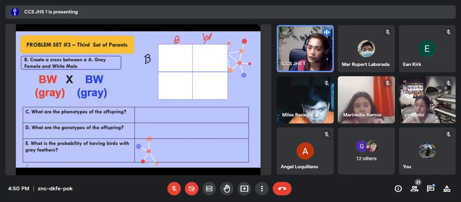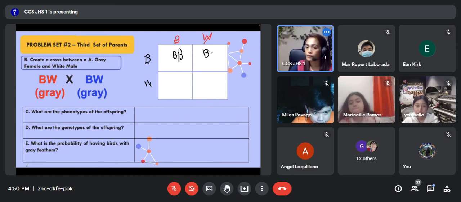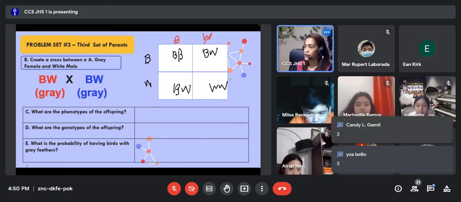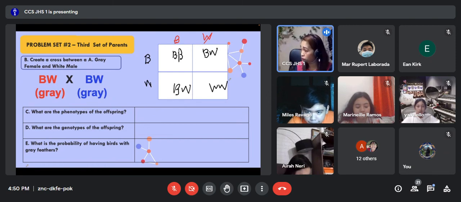Both parents are heterozygous. Gray. BB, BW, BW, and WW. Now, looking at the Punnett square, how many combinations do you see? 3. Three. So, in this set of parents, we can now see all of the possible options: black, heterozygous gray, and white.